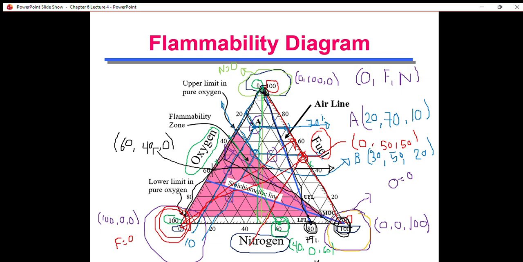And we have something also called the stoichiometric line. We're going to learn how to draw the stoichiometric line, and how to define or locate the upper flammability limit and the lower flammability limit of that component in pure oxygen. We're going to see this in the next few slides.